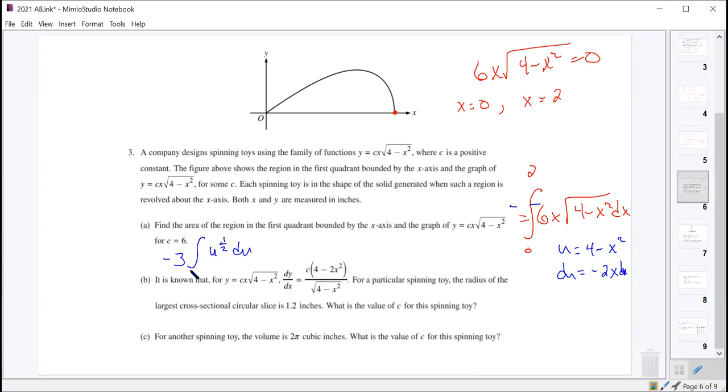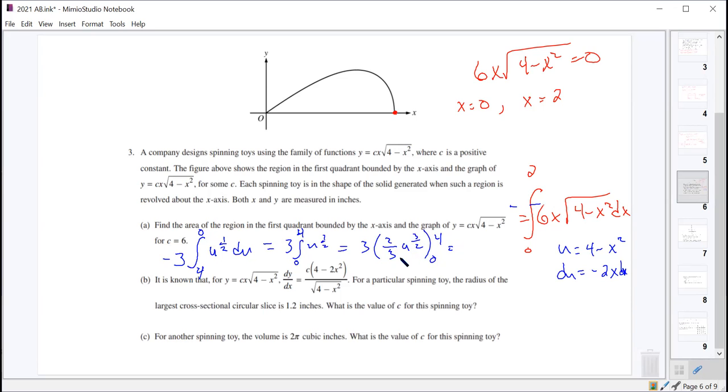And then our lower limit needs to change. What does our lower limit become? Got to plug in 0 to u. So that should become 4. And then I need to plug in 2 to u, which gives me 0 for my upper limit. And so what are we probably going to do then? Just flip the integral. Make this 3 times the integral from 0 to 4 of u to the 1/2, which ought to become what? 3 times 2/3 u to the 3/2 from 0 to 4.